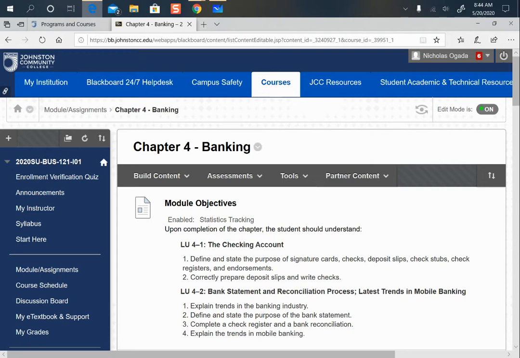Now, as most of you know, the chapter looks at different elements within the banking concept. But I just want to focus on item 2, which is the bank statement and reconciliation process. And as you know from your own reading, the bank reconciliation is one of the controls companies use to maintain control of cash.